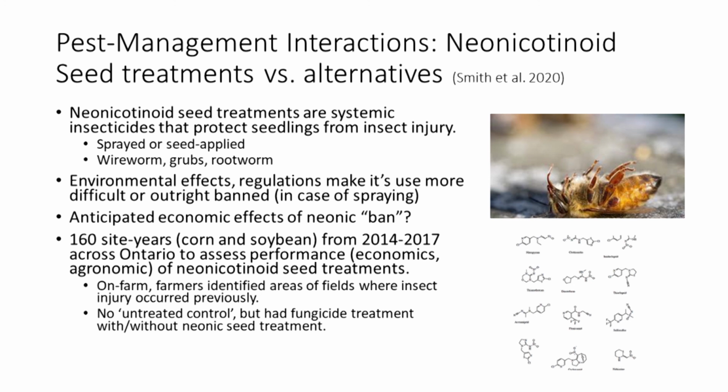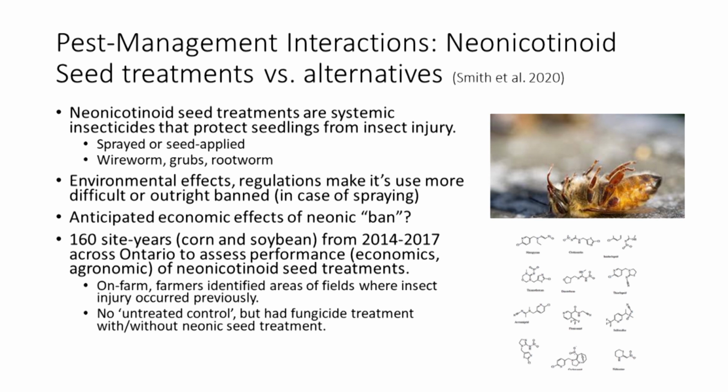It was funded by the Ontario Soil and Crop Improvement Association with a bunch of experts at University of Guelph and OMAFRA. So they looked at 160 site years, either corn or soybean, over 4 years, and they assessed neonicotinoid seed treatment performance in terms of the economics and agronomics across all these sites. So it was all on-farm experiments.